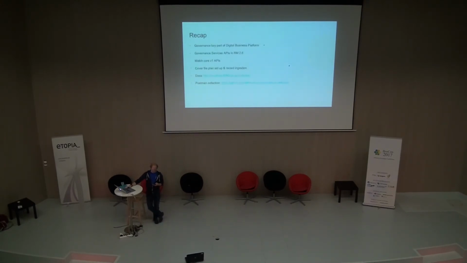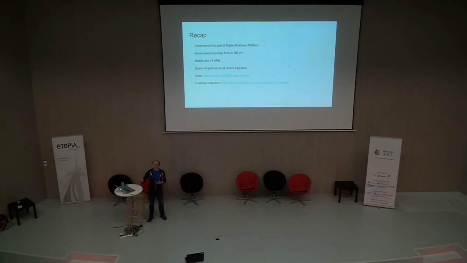And so, quick recap. Governance is a key part of the digital business platform. We're introducing the governance services APIs in RM 2.6. First drop of 2.6 community, we're hoping to get out next month. Don't hold me to that, but that's what our current hope is. If you want to check it out before then, check out the nightlies or go to GitHub, download the code and build it from there.